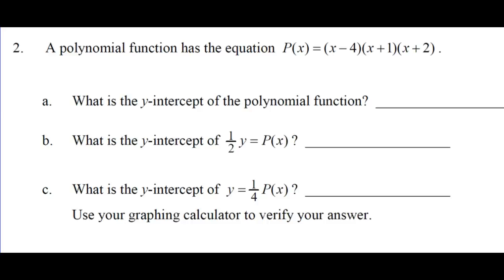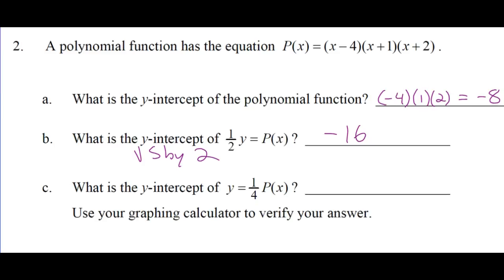So what's the y-intercept of the original function? So basically you're putting in zeros for the x's, and it becomes -4 times 1 times 2, or -8. What is the y-intercept of 1/2 y? Okay, what's 1/2 y doing? Vertical stretch by a factor of 2, so then this becomes -16, right? Okay, so you can just make a note in here if you want, vs by 2.